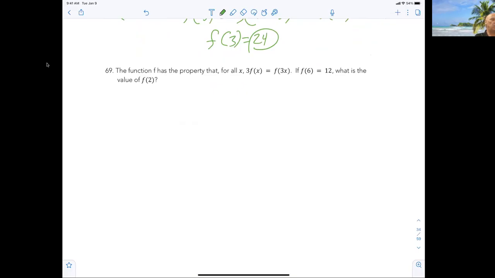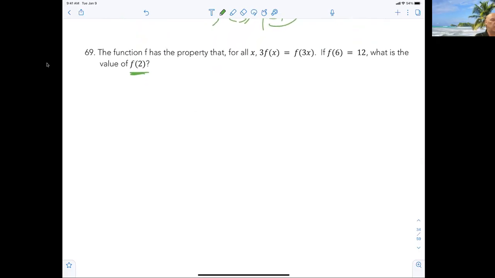I need to know what F of 2 is. So over here, I'm looking and I see this information right here. Does everybody see this? And it says it's the same as this. All right, now look, this is where it's confusing. So does everybody agree with me? X equals 2 in this case right here. That's what they're saying, right? So wherever I see an X, I can put what? 2. So now 3 times F of 2 equals F of what?